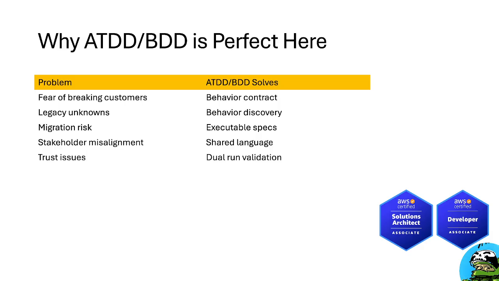Stakeholder misalignment: shared language. Yeah, the shared language is the Gherkin. That is also by ATDD and BDD. And trust issues: dual run validation. For the dual run validation, we still have to research more, because this is one of the practices of ATDD, or not really a practice, but an improvement of BDD.